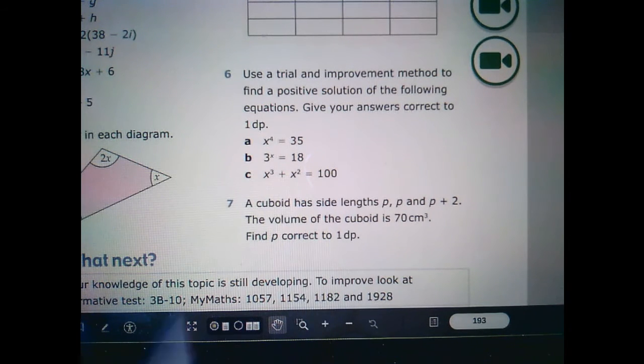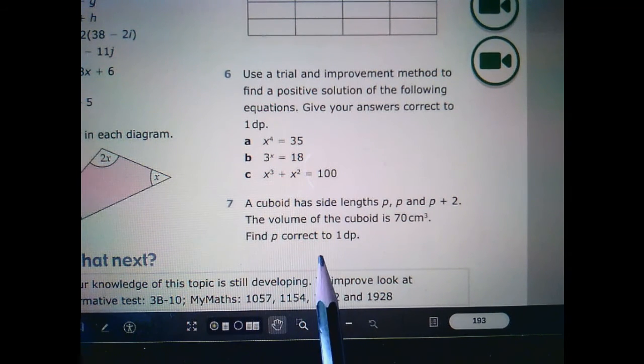Then this bottom one here, think about what x to the 3 plus x to the 2 is. So if we had, let's say, x is equal to 10, we would have 1,000 plus 100. That is miles away from 100. Okay, so there's no point in starting with something huge in that question either.